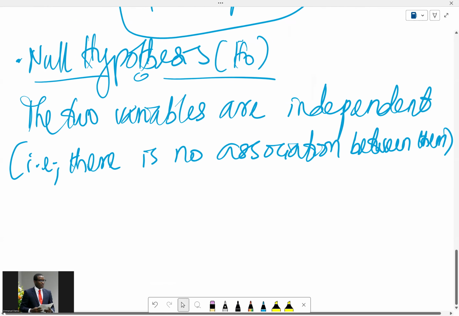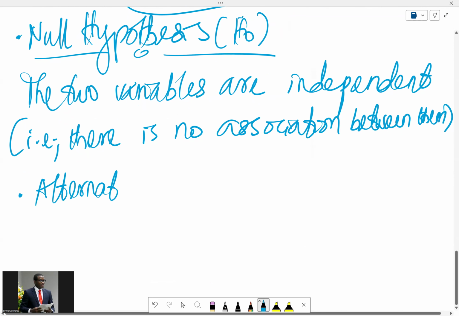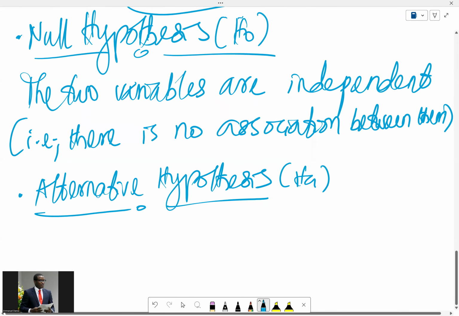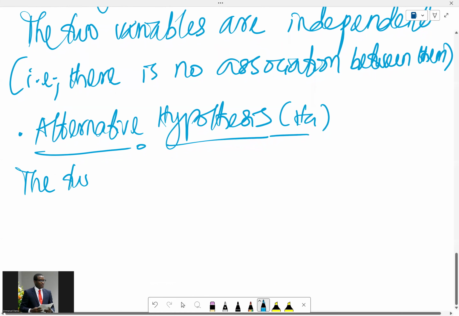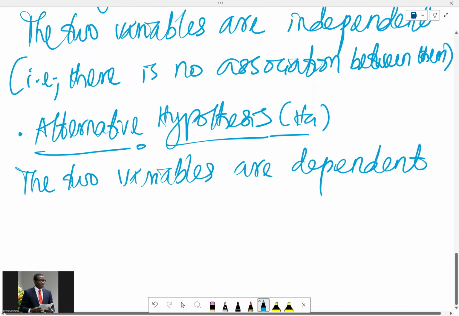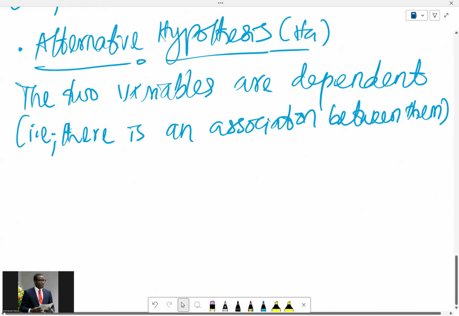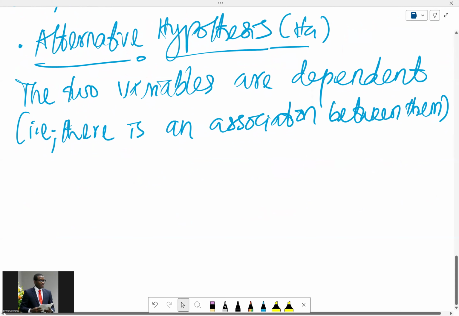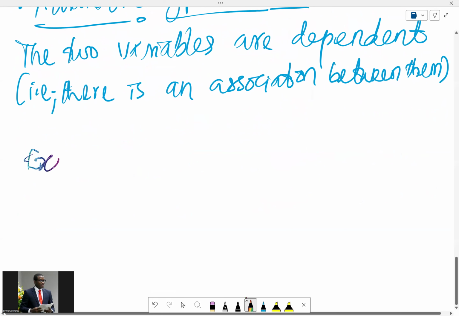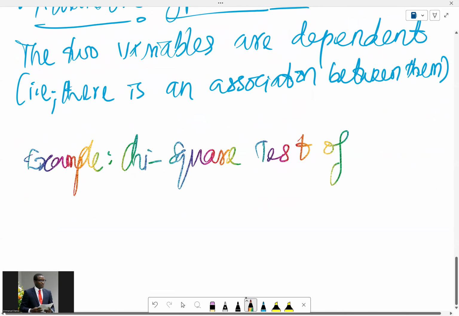Then we go for the alternative hypothesis. That's HA, right? So here we say the two variables are dependent. That is another way of saying there is an association between them. So there's an association between the variables. Okay. Let's take an example. Don't forget the focus is on the chi-square test of independence.